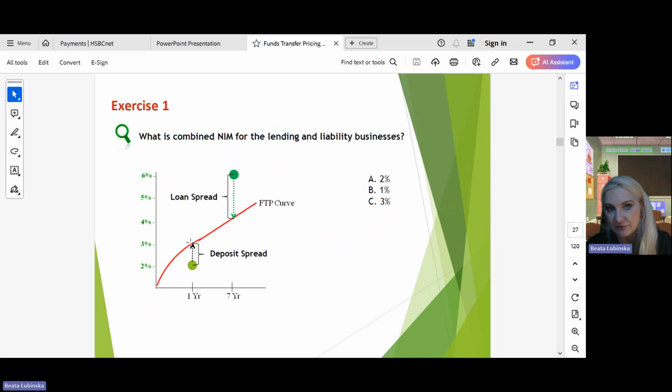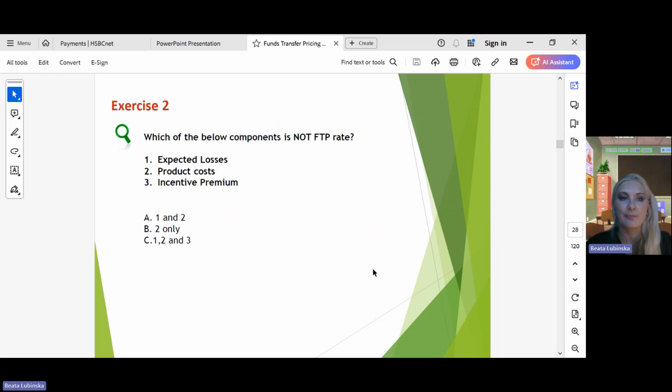Again, there is the difference between the FTP curve and the cost on the liability side, which is paid to the customer, so the remuneration for the customer. So this is exercise number 1. Let me know in the comments what the answer is.